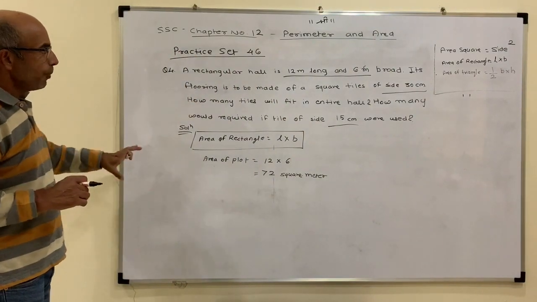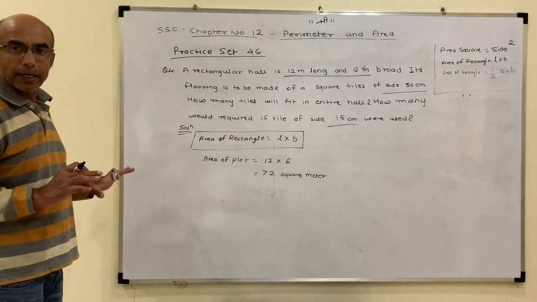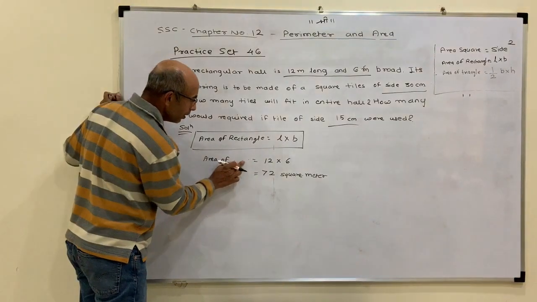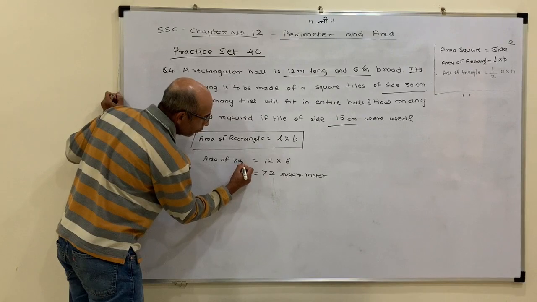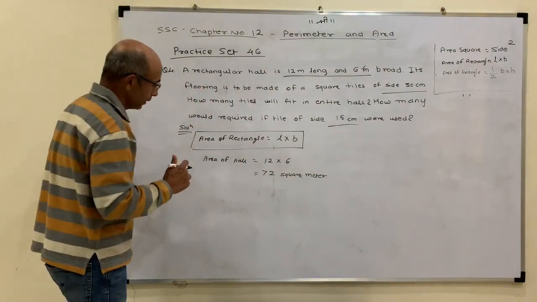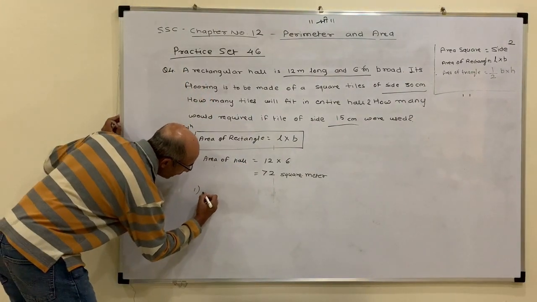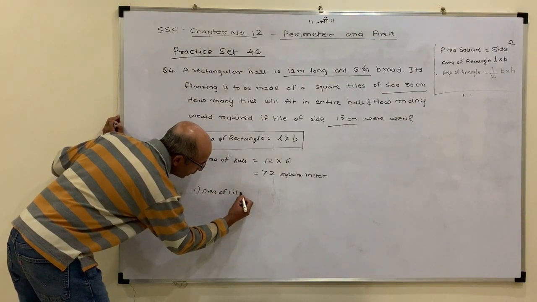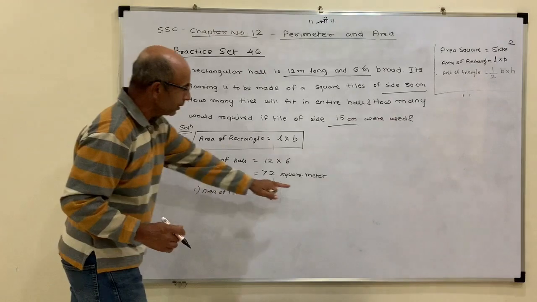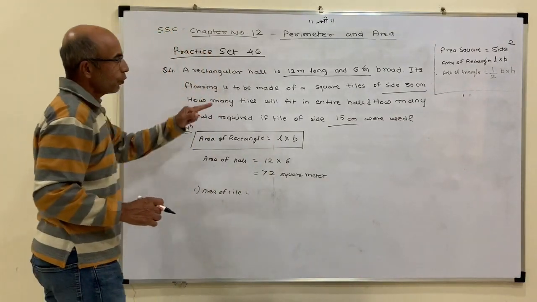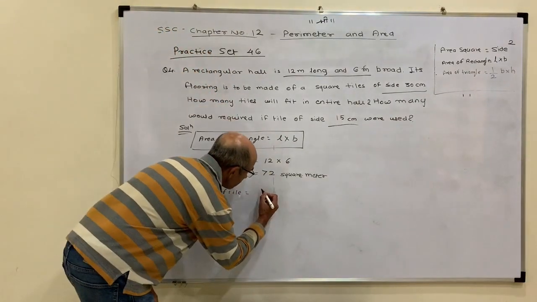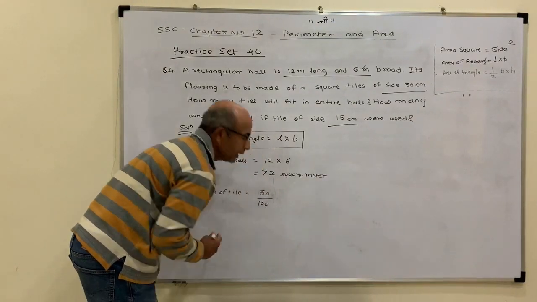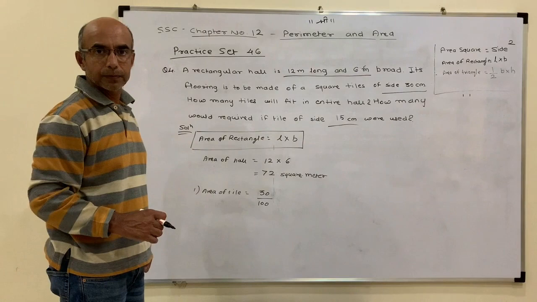Now, how many tiles will fit? So now we know the area of the hall. Now we need to find the area of the tile. So the first tile option: area of tile is equal to, now we need that as well in meters. So one tile is 30 centimeters, which is equal to 30 divided by 100 meters.